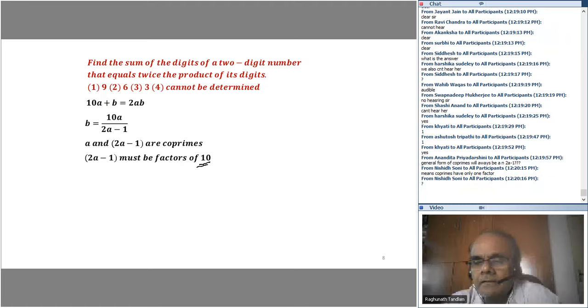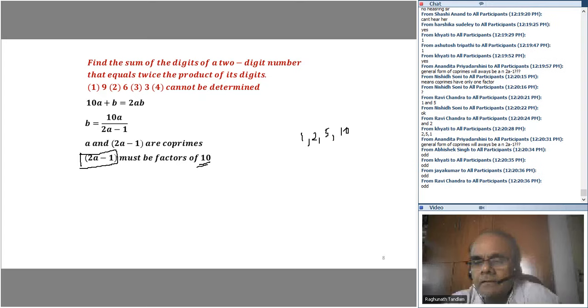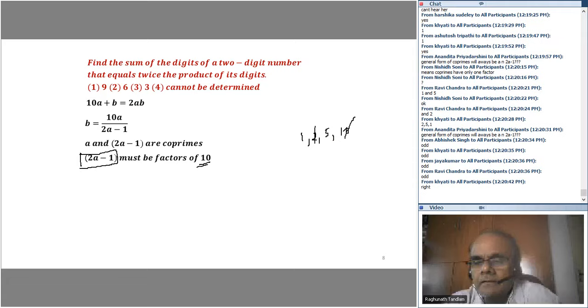2a minus 1 will be even or odd? Odd. So this cannot come, this cannot come. Therefore, 2a minus 1 equals 1 or 5. If 2a is 1, b becomes 10, not possible. Why? b should be 9 or less, b should be less than or equal to 9.